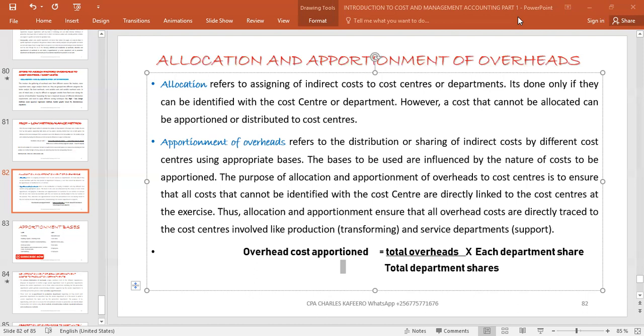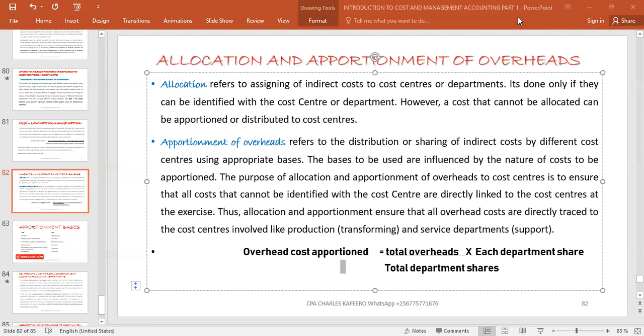Since we are just apportioning, it means we are only getting a proportion: what went to this department, what went to this department, and what went to the other department, in terms of the cost and the total base that we are using to apportion. Okay, hope you have understood that, and you can read through the notes.